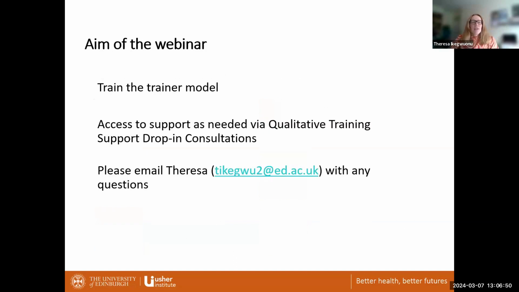The aim of the webinar today is really a train the trainer model. So what we're trying to achieve is to build capacity and to empower staff who are doing the qualitative work in the hubs to gain the skills needed to do the qualitative work for the EMUs and CAMEL projects, but potentially also beyond, to carry that skill forward for further work that you might be doing. So there will be continued support via qualitative training drop-in sessions. And if you've got any questions, feel free to email me anytime if you want to arrange a meeting or if there's anything you need any help with.